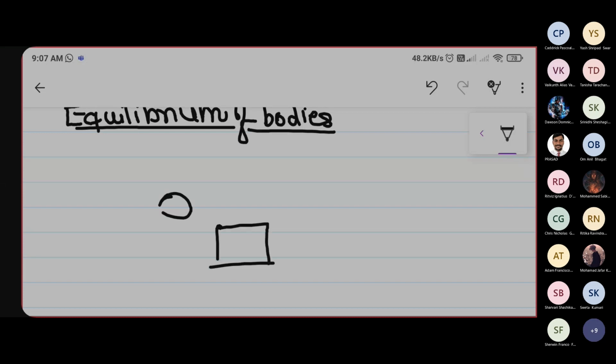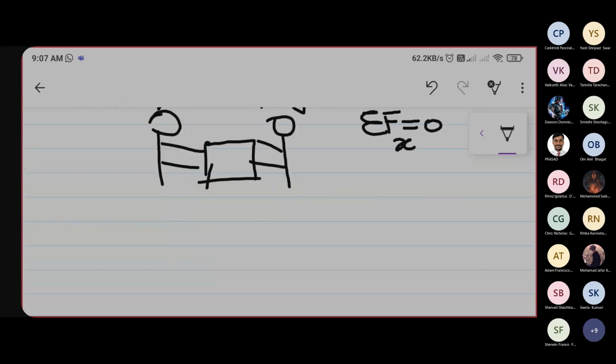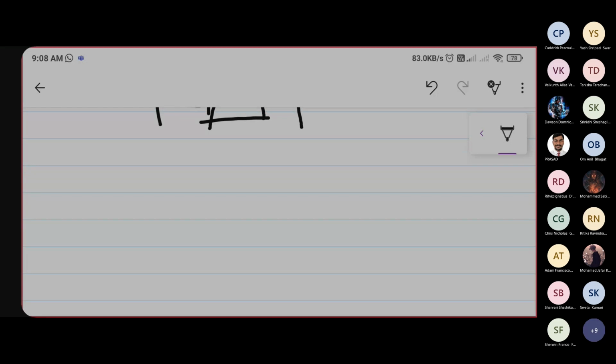Okay, one box is there. Two persons are pushing it from both sides, and both are applying the same force F. So automatically this body is not moving. We can say two forces are acting on that body, but the body is in equilibrium. Why is it in equilibrium? F in this direction, F in this direction. If we take the summation of forces, then in the x direction it will become 0, right? In such a condition, we can say that the body is in equilibrium.